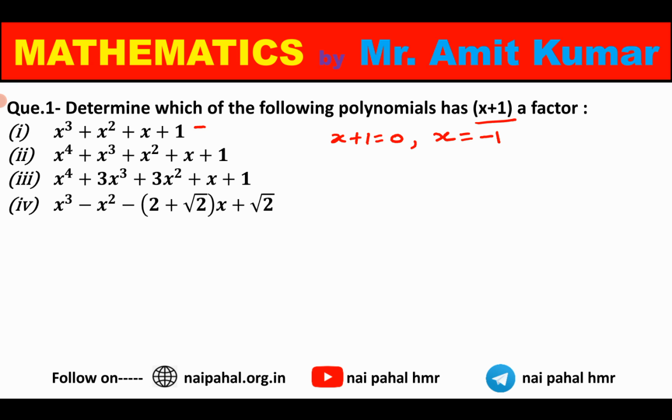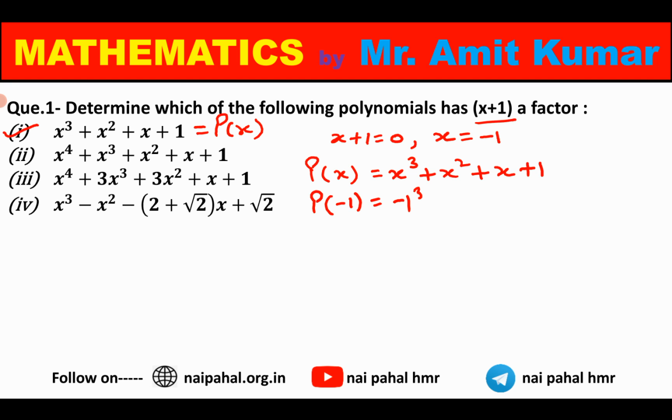So let's take the first part as p(x), the polynomial in x. If we put the value of x, then it should be satisfied that there is no remainder. So let's continue with p(x) equals x cube plus x square plus x plus 1. Let's put the value where x is minus 1.